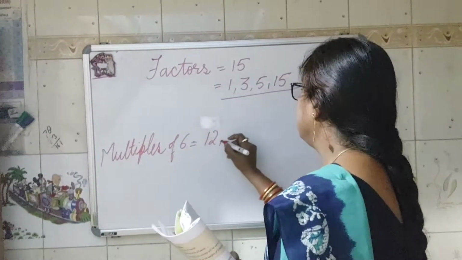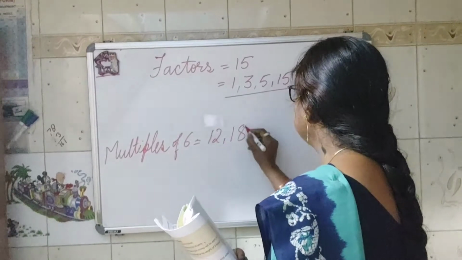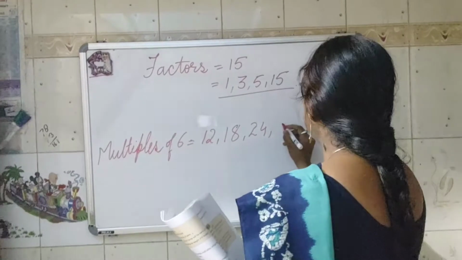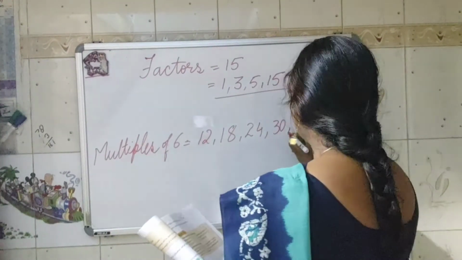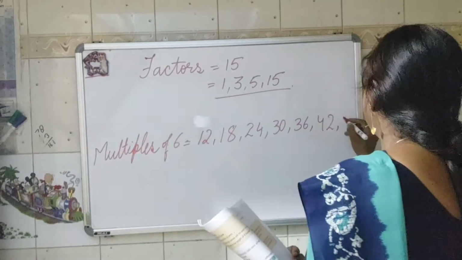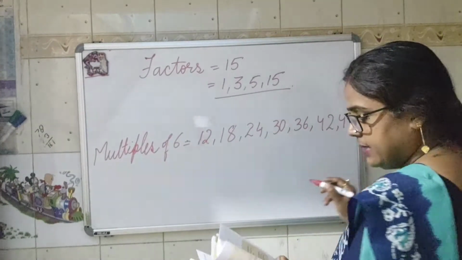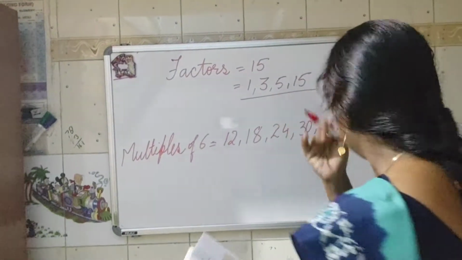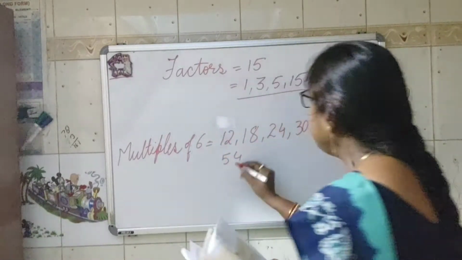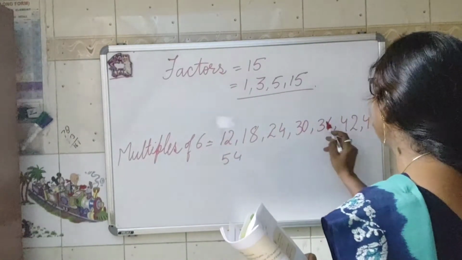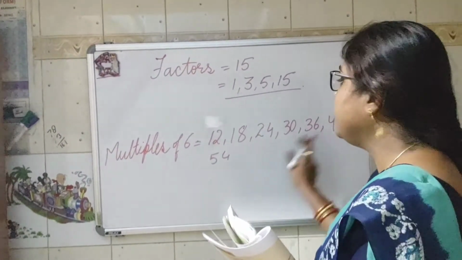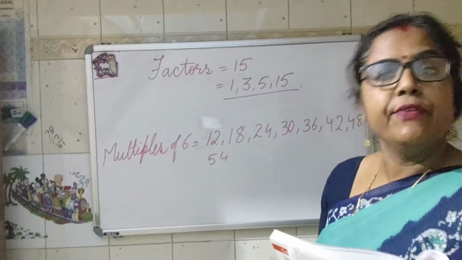12. 6 2s are 12, 6 3s are 18, 6 4s are 24, 6 5s are 30, 6 6s are 36, 6 7s are 42, 6 8s are 48, and then less than 55, the next is 54. So how many multiples are there? 1, 2, 3, 4, 5, 6, 7, 8. So the number of events will be 8, and the sum of the multiples you have to find out and you will get the answer.